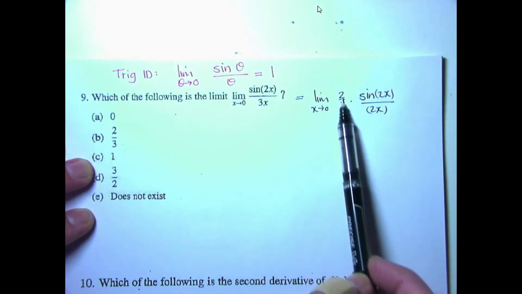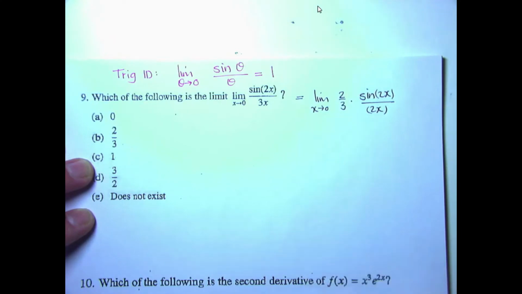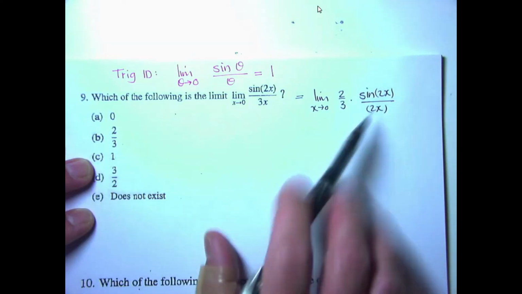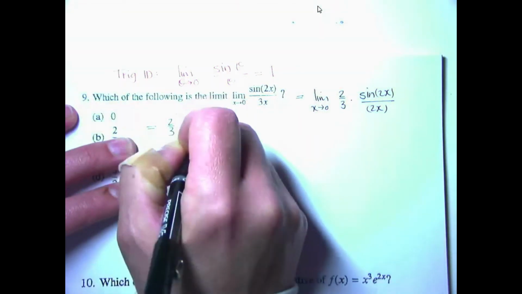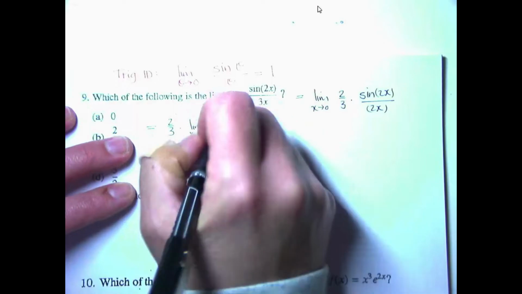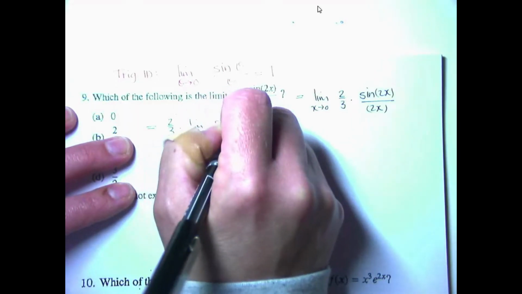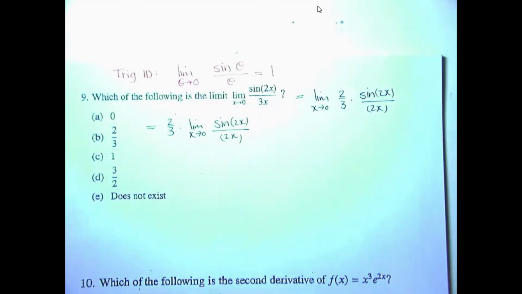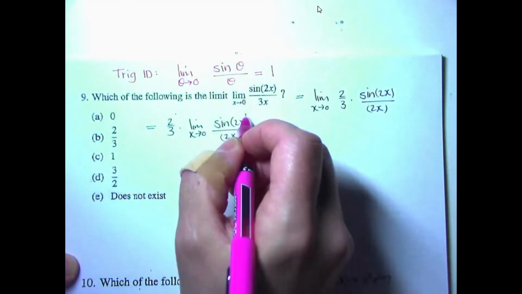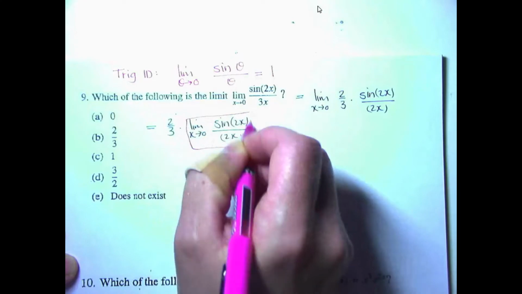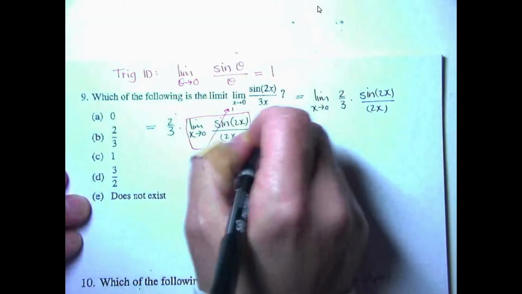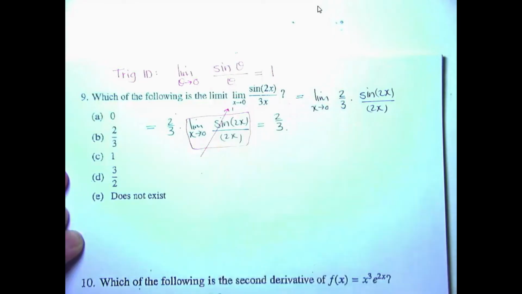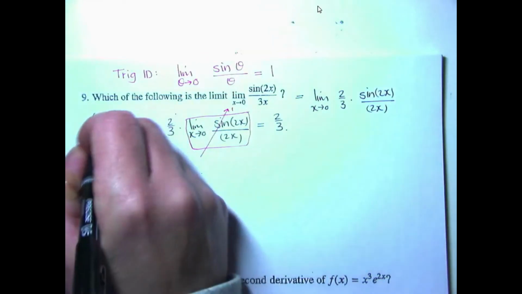So the 2/3 is a coefficient or a constant that's going to factor out, and then this limit is equal to 0. So this will be equal to 2/3 times the limit as x approaches 0 of sine of 2x divided by 2x. So like I said, according to this trig identity, this whole limit right here, everything in here goes to 1, which means that this guy is equal to 2/3.